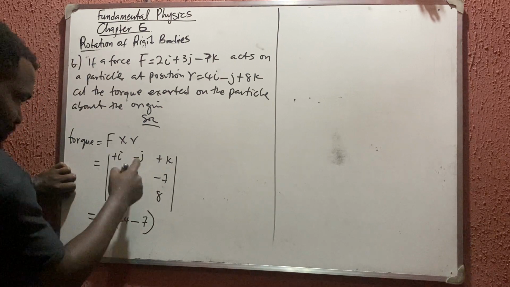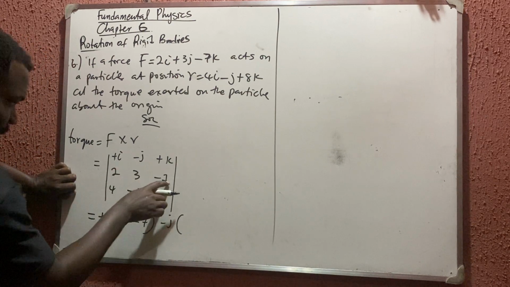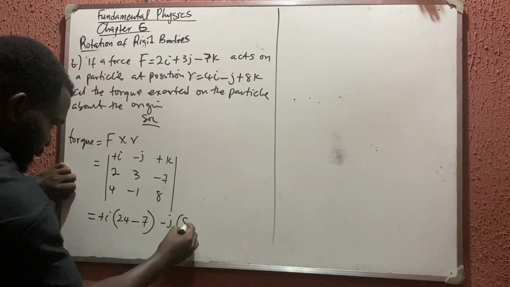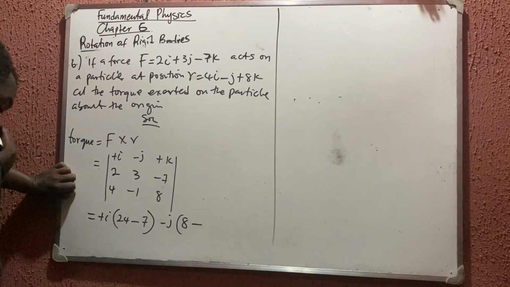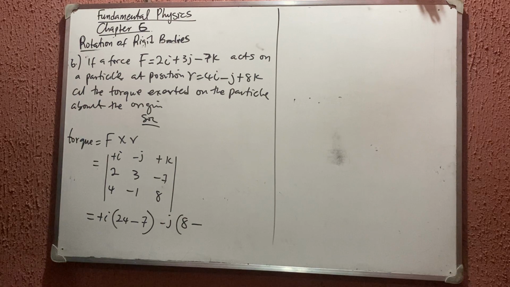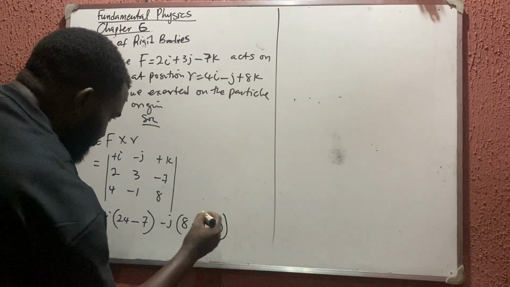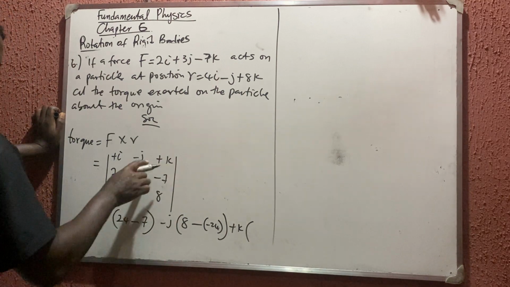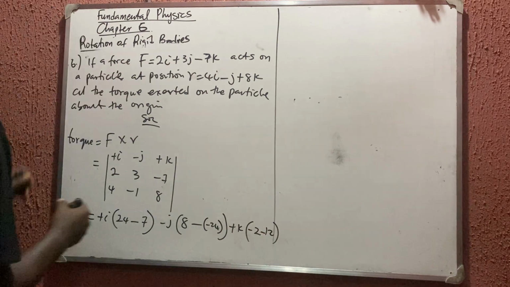I'm done with this. I'm picking my minus j. If I pick my minus j, I'm covering here, so I'm left with 2, minus 7, 4 and 8. Do your left minus right. 2 times 8 is 16, minus this time this will give you minus 28. Then finally I'm picking my plus k. If I pick my plus k, I'm covering here, say left minus right. So this time this will give you minus 2, minus this time this will give you 12.